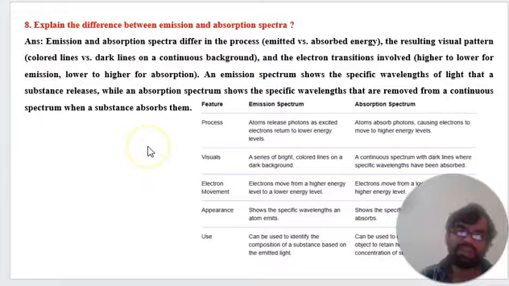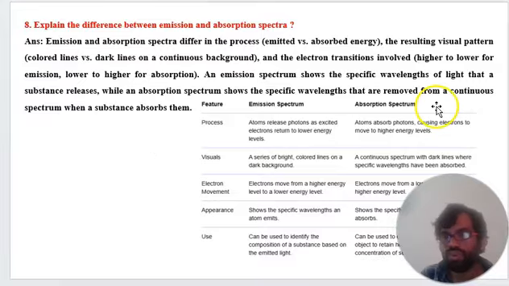Next, the eighth question is very important, especially in atomic structure. Explain the difference between emission and absorption spectra. What is the emission spectra and what is the absorption spectra? Both differ in the emitted and absorbed energy, resulting in visual patterns of colored lines and dark lines on a continuous background. The electron transition from higher to lower energy is for emission. From lower to higher is absorption. So that point is very important.